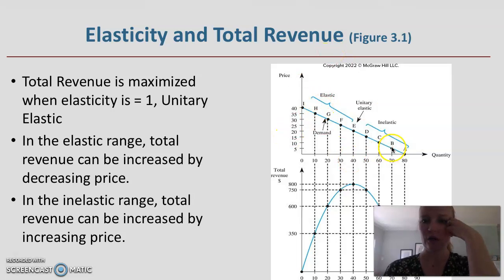Here, we've got the low quantities, and so we're going to have higher percent change in quantity related to price, so that's elastic.